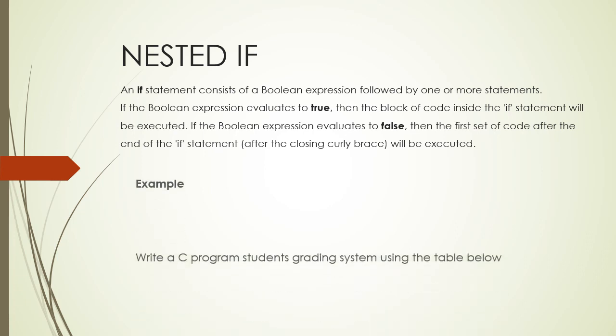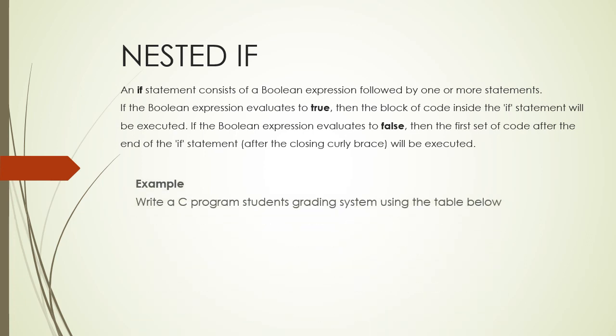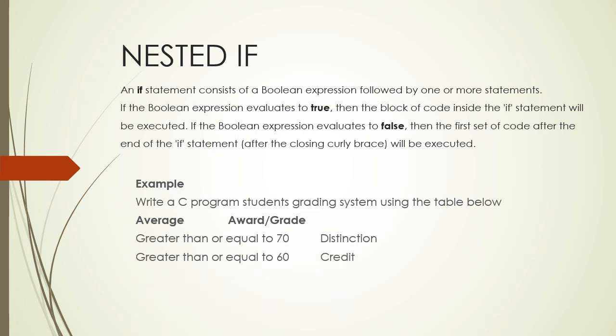So let us take an example whereby we are writing a program of a student grading system using the table provided here below. We have averages and award, so we are awarding according to the averages provided. For example, if average is greater than or equal to 70, that is a distinction. Greater than or equal to 60 is a credit. Greater than or equal to 40 is pass. Less than 40 is a fail. Let us check an example.